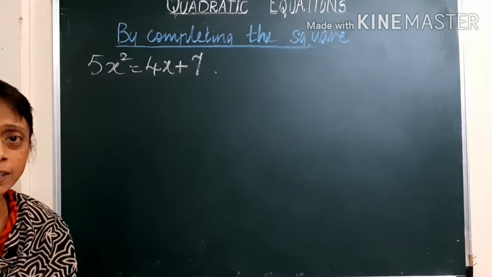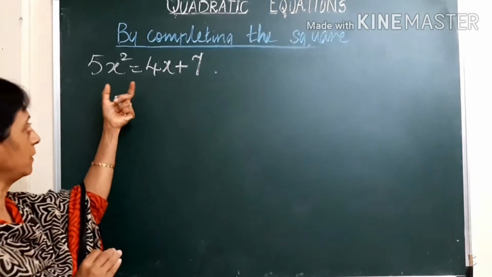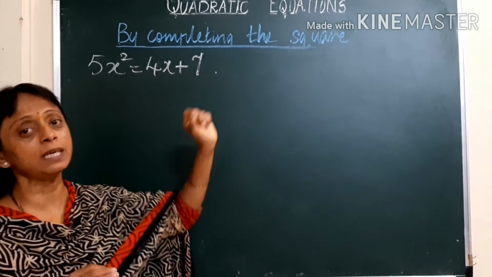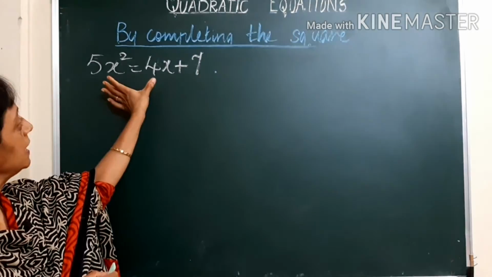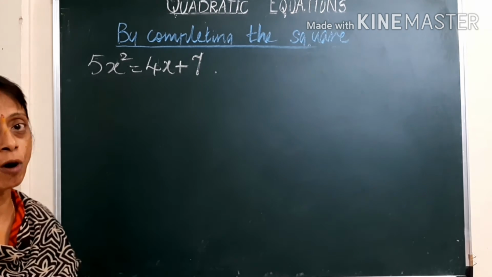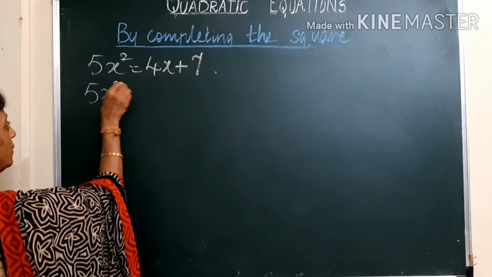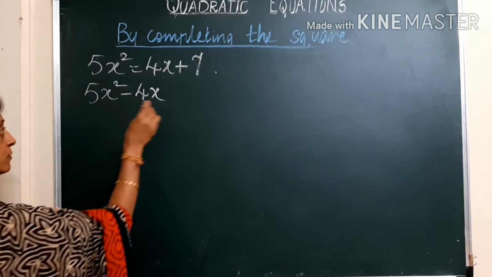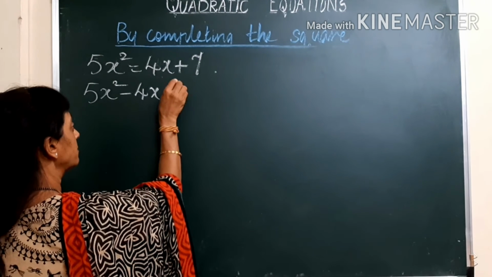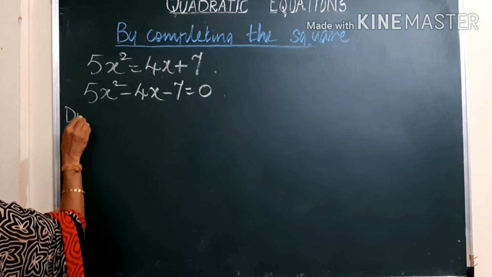So what do we do in this case? Divide the whole equation by 5. So whatever you do on the left hand side should also be done on the right hand side. Before doing this, children, first let us put it into the general form of a quadratic equation. So how do you do it? 5x squared plus 4x becomes minus 4x when you transfer it, plus 7 becomes minus 7, which is equal to 0.